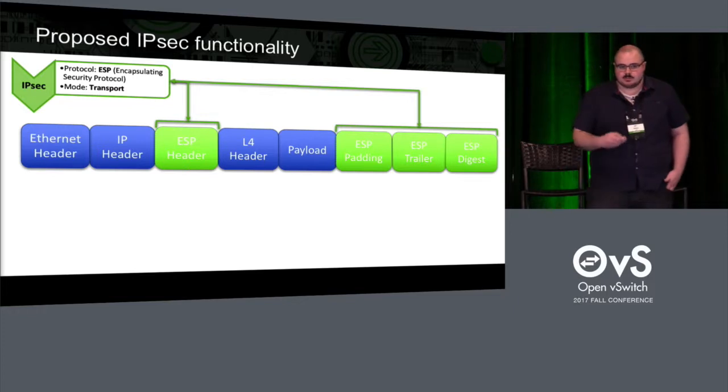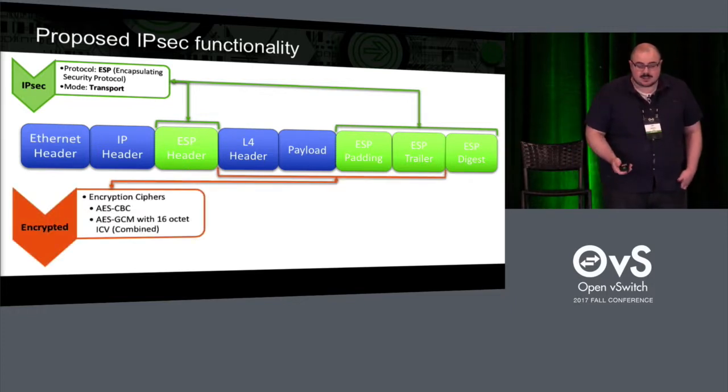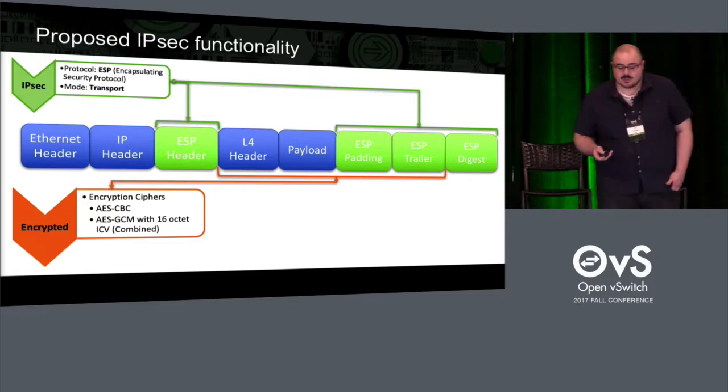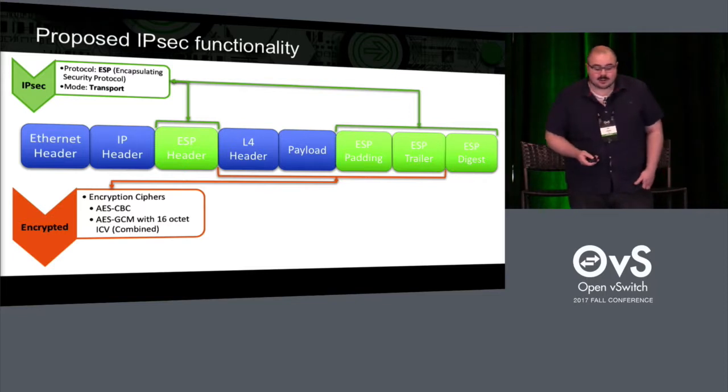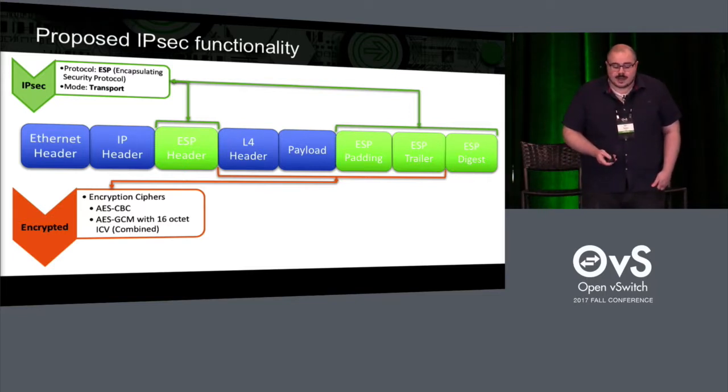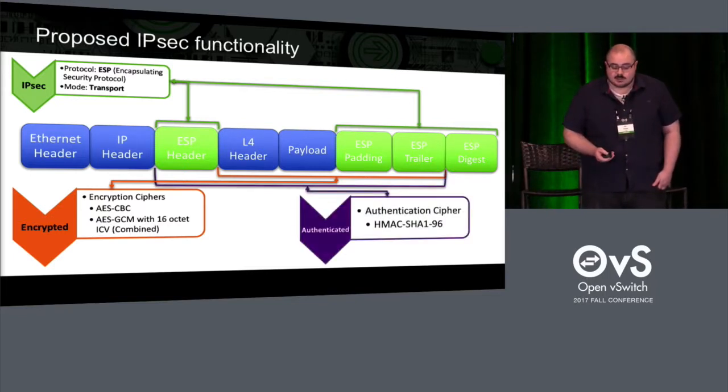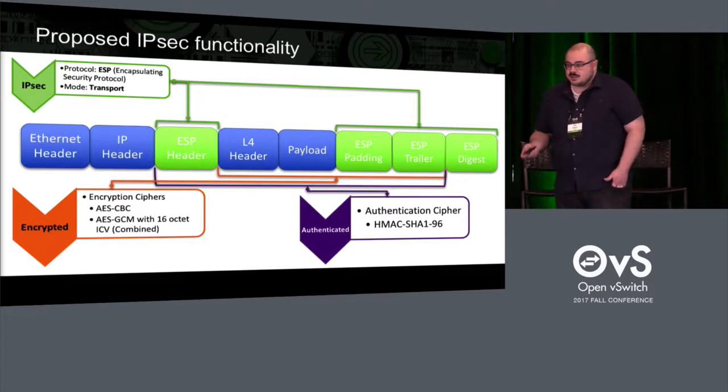So in terms of the type of cipher and encryption that you need, going by the RFC, I think we have to support AES-CBC and also AES-GCM. That's just for the encryption. So that would encrypt from your L4 header just down to your ESP trailer. And then in terms of actual authentication, we kind of said, look, it's HMAC SHA-196 is the must-have.